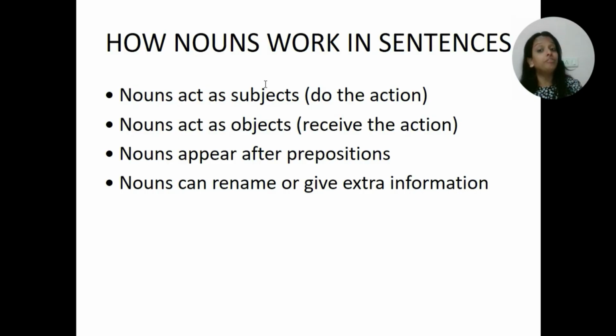Sometimes a noun comes after a preposition. For example, the files are on the table. Here, the table is a noun after the preposition on. Sometimes a noun can also rename another noun. For example, Dr. Mehta, the principal, addressed the audience. Here, principal gives extra information about Dr. Mehta, right? So, nouns are not just vocabulary items, they are central grammatical units that help sentences function properly. Okay, now we have built a strong foundation. Got it? So, let's move into the major types of nouns.